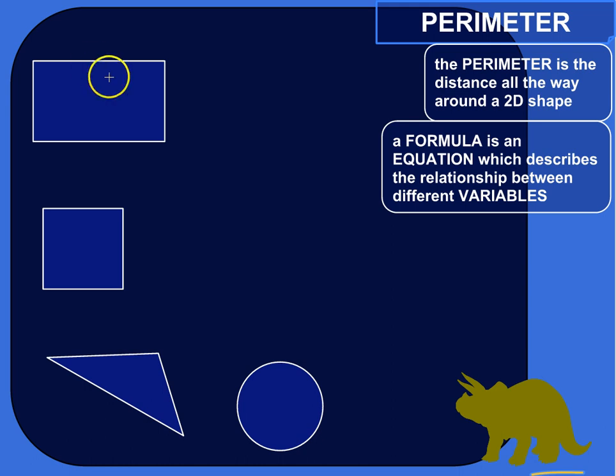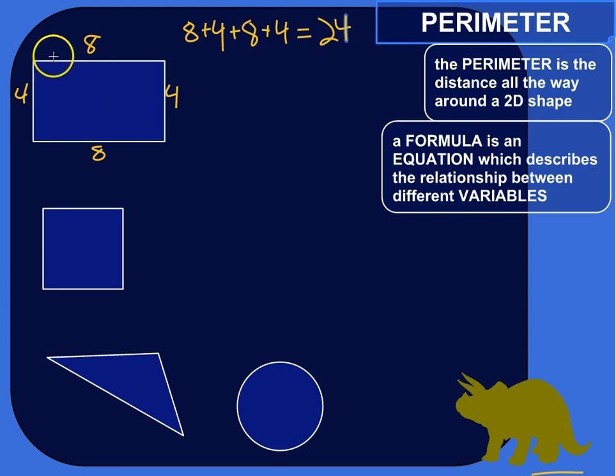perimeters of these objects. So let's start with this rectangle. Let's just do this the slow way first. Let's say that the length of the rectangle is 8 and the width is 4. So if we were to calculate the perimeter based on knowing the lengths of the sides, we would go 8 plus 4 plus 8 plus 4 is equal to 24. 8 plus 4 is 12, 8 plus 4, another 12. So that would be taking us all the way around the shape.